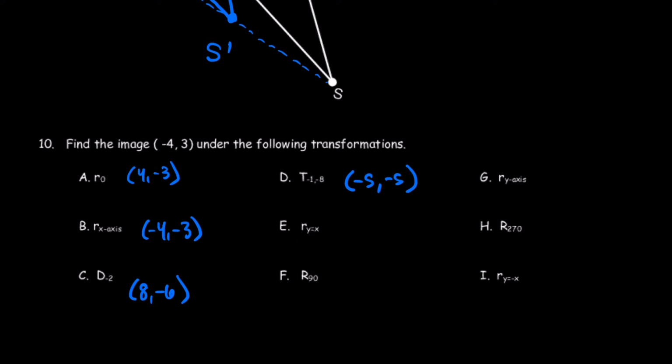Reflecting in the line y equals x, the rule is switch. So I just have to switch those. That would be (3, -4). Rotation of 90, you switch and negate the first one, (-y, x). So switch these and then negate the first one. That becomes (-3, -4). Reflecting in the y-axis, you negate the x. So I just have to negate the first one, which makes it positive. That's (4, 3).